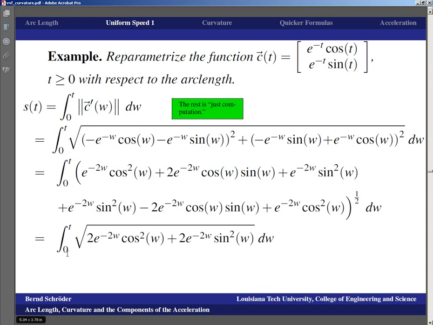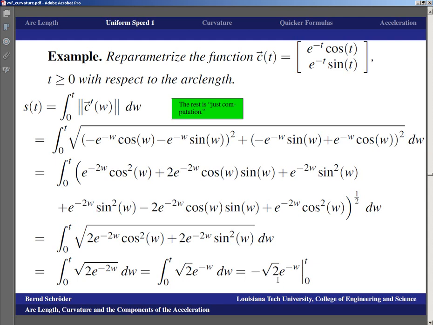and so we end up with the integral from 0 to t, 2e to the negative 2w cosine squared w, this one plus that one, plus 2e to the negative 2w sine squared w, this one plus that one. Now we realize cosine squared w plus sine squared of w will be 1, so this is actually the integral from 0 to t after we factor out the 2e to the negative 2w, square root of 2e to the negative 2w. Take the square root of that, we get that that's the integral from 0 to t of square root of 2 e to the negative w, which is something we can compute.